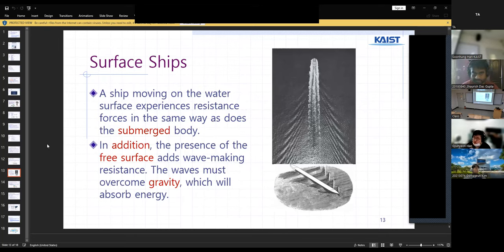And in surface ships, a ship moving on the water surface experiences resistance forces in the same way as does the submerged body, because part of the ship is also submerged. In addition, the presence of the free surface adds wave-making resistance. The waves must overcome gravity, which will absorb the energy. So this goes back to slide number one, where we were talking about how there are two resistances, the viscous fluid that needs to be cut through and the gravity that needs to be overcome.